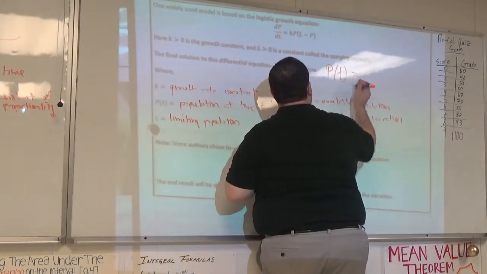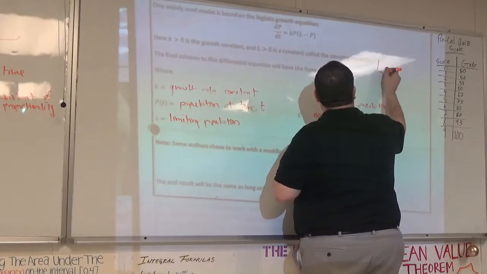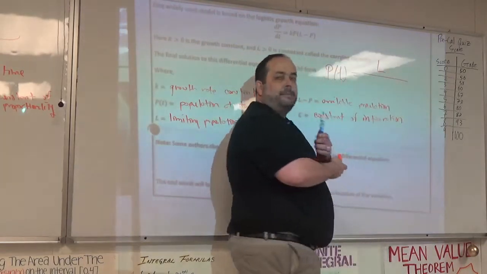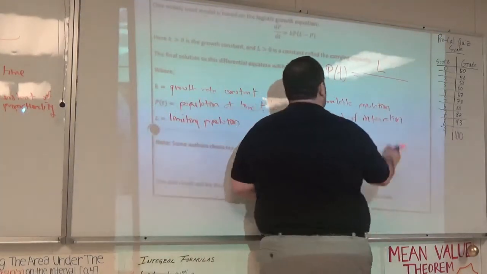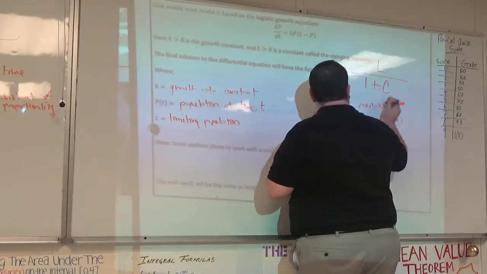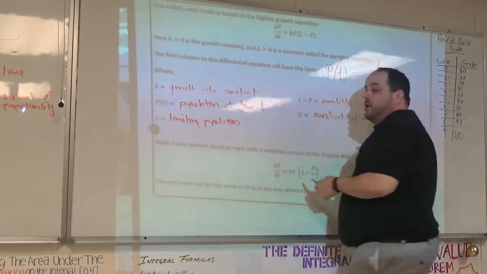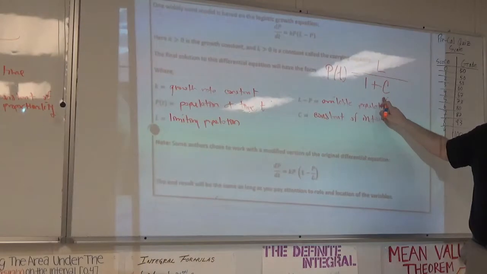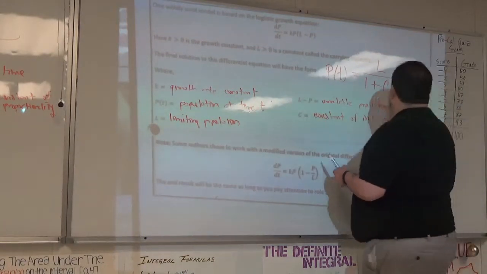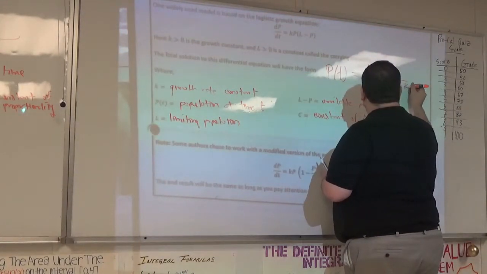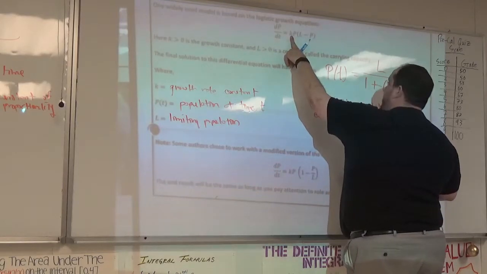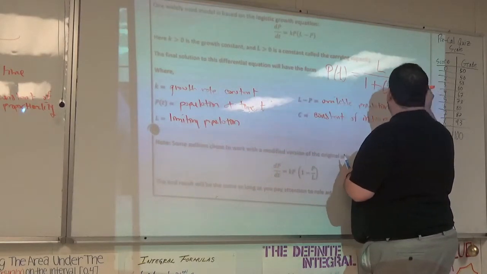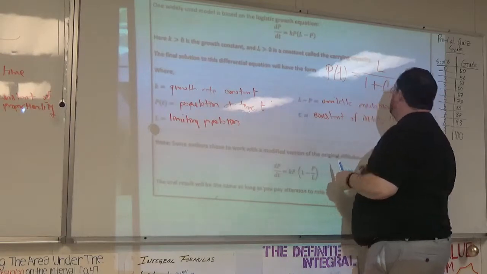P of t, your population: the numerator is L, your limiting population. And then it's going to be 1 plus this constant c. You're not going to know the constant c at the beginning. You're going to have to do a little bit of work for this. And then it was e to the negative k, whatever that rate over there is, times L, your limiting population, times t.